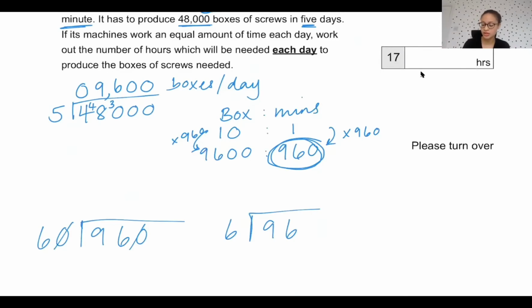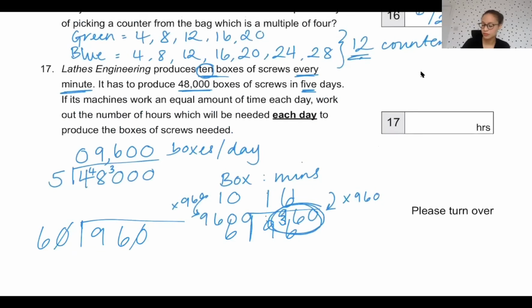So 6 into 9 goes once, carry the 3. 6 into 36 goes 6 times. So our answer is 16. It takes 16 hours to produce 960 boxes, 9,600 boxes a day. And then you'll do that over 5 days and you'll have 48,000 boxes.